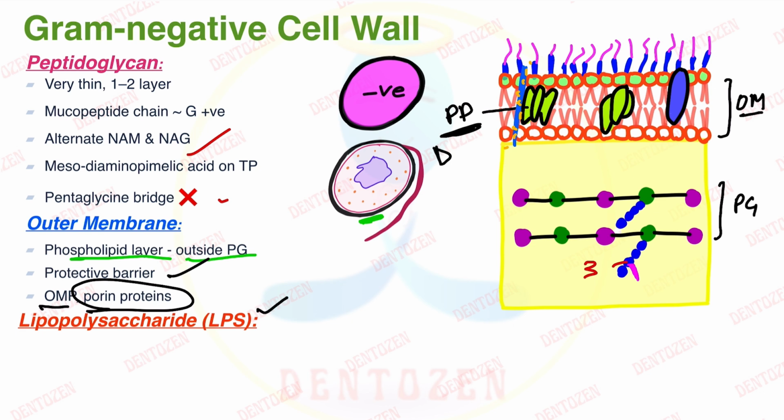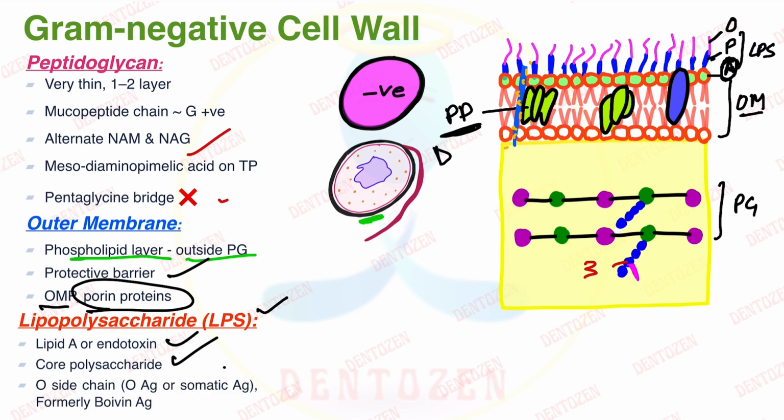It is made up of three parts. The first part is lipid A, or endotoxin. Here this is lipid A or endotoxin, which is responsible for the endotoxicity of the bacteria. It can cause necrosis of the host tissue and other effects. Then the second component is the polysaccharide, that is the core polysaccharide. This is the core polysaccharide. Now, as you can see, a side chain here attached to this polysaccharide is called the O side chain, or O antigen, or somatic antigen, formerly called the Boivin antigen. So that is the lipopolysaccharide structure.